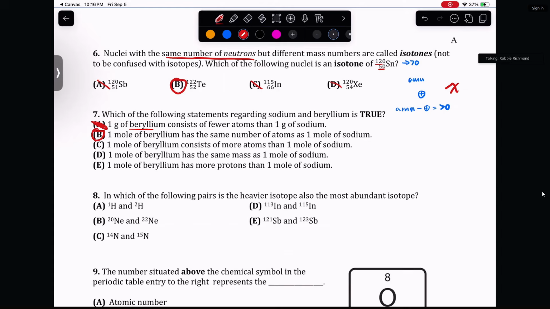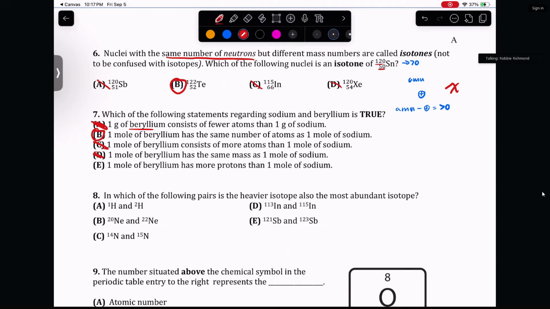1 mole of beryllium consists of more atoms than 1 mole of sodium. Just because of what we just said in B, this has to be wrong. 1 mole of beryllium has the same mass as 1 mole of sodium. Remember, I just said that to get the amount of moles, it would have to consist of different amounts of grams, because converting from grams to moles is going to be different for each unique element and or molecule.